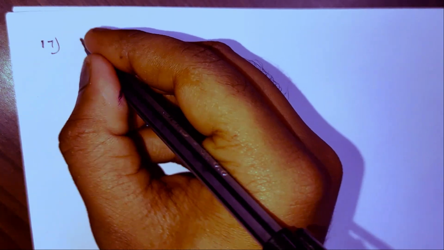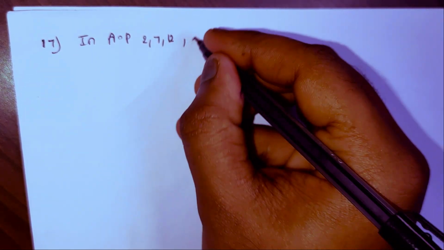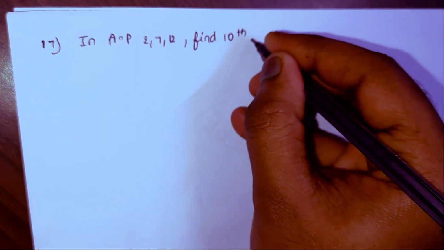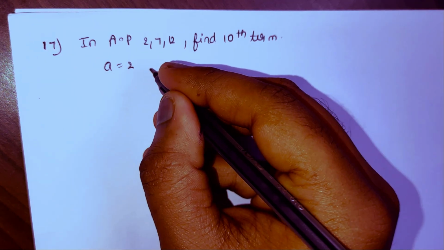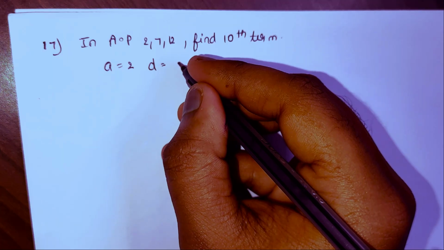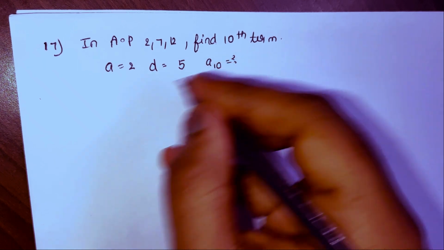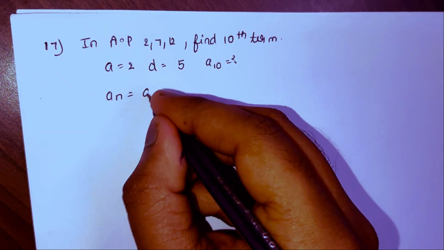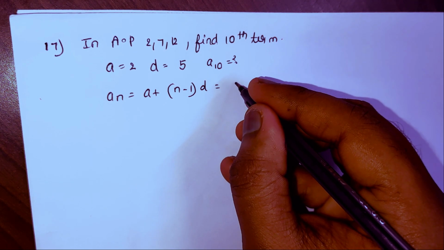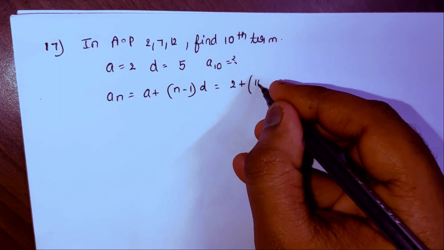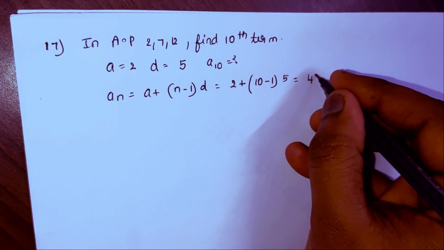17th question. In arithmetic progression 2, 7, 12, you have to find the 10th term. We'll solve this question. Here a is given, that is 2. Common difference is 7 minus 2, that is equal to 5. You have to find the 10th term. We know the nth term of an arithmetic progression is a plus n minus 1 into d. Substitute this, that is 2 plus 10 minus 1 into 5. The answer is 47.